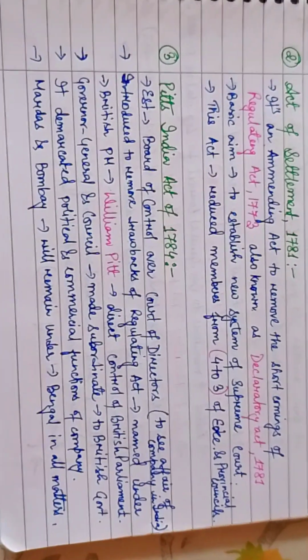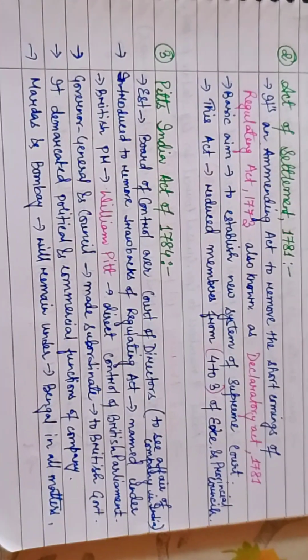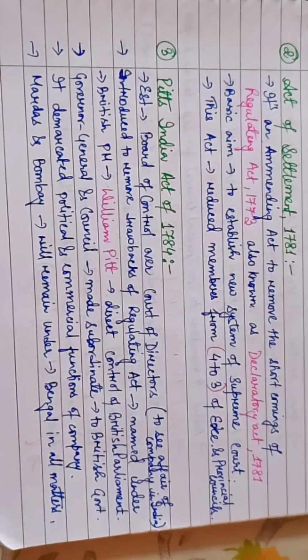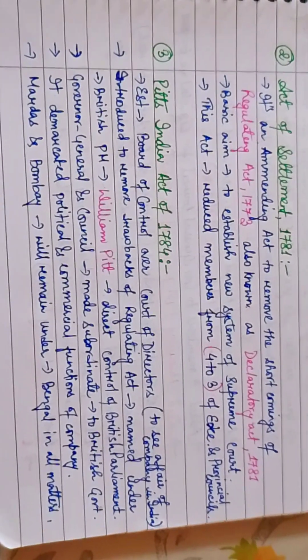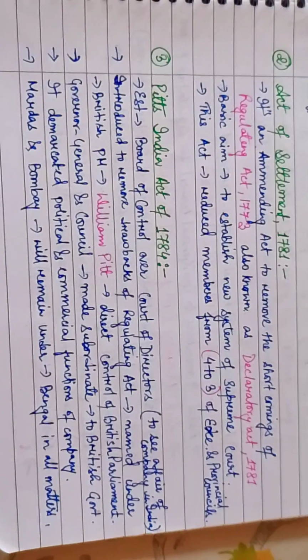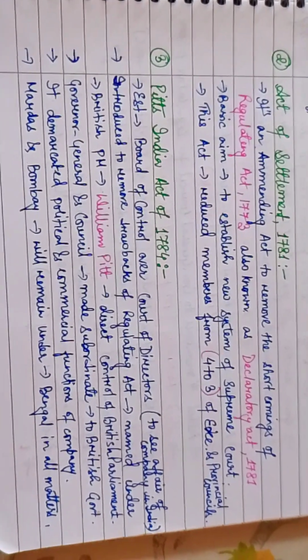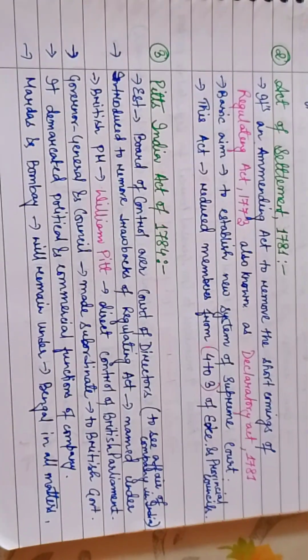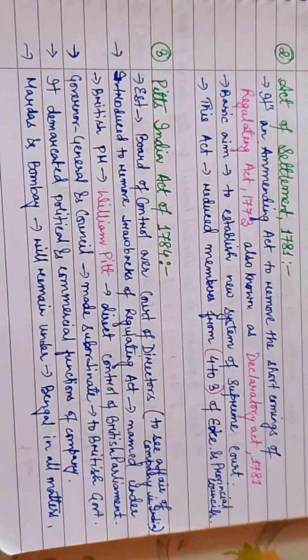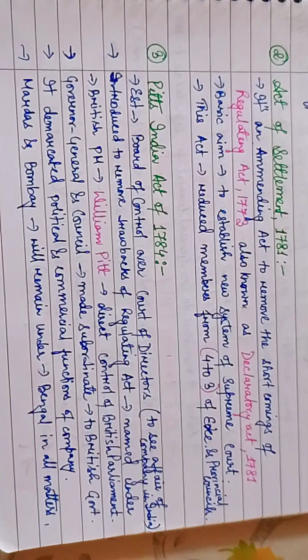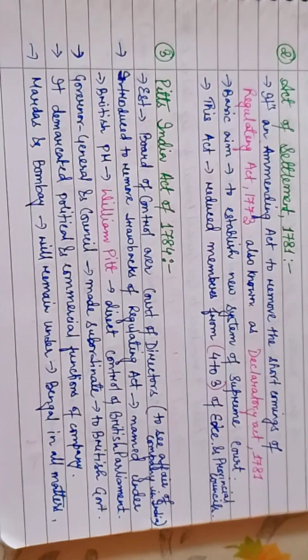Now, what does this act talk about? That the Governor General and Council were made subordinate to the British government. Means the Council of Members and the Governor General of Bengal, they will all be under the direct control of the British Parliament.